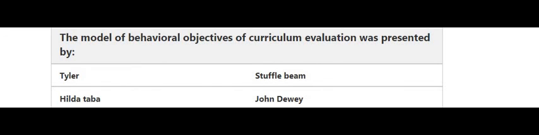The model of behavioral objectives of curriculum evaluation was presented by Taylor, Shuffle, Main, Hilda Taba, John Dewey. The correct answer is Taylor.